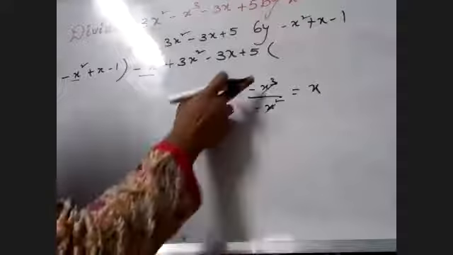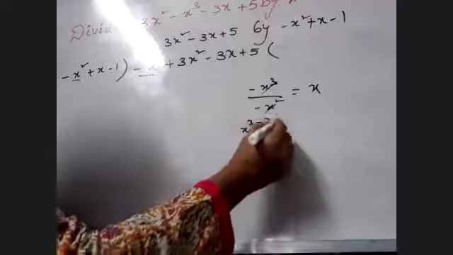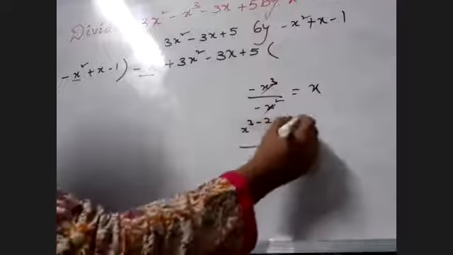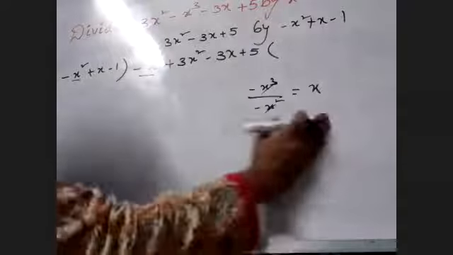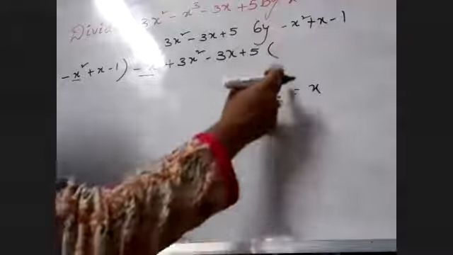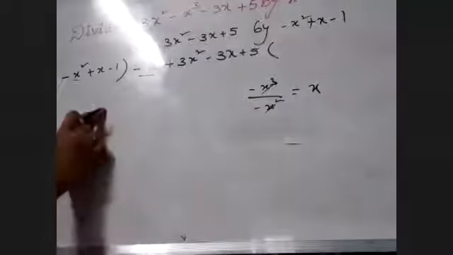Here the bases are equal, so we take the powers: x cube minus 2... 3 minus 2 means 1, we will get x power 1, which is x only. So x cube by x square gives x. With x, we have to multiply all the terms here.